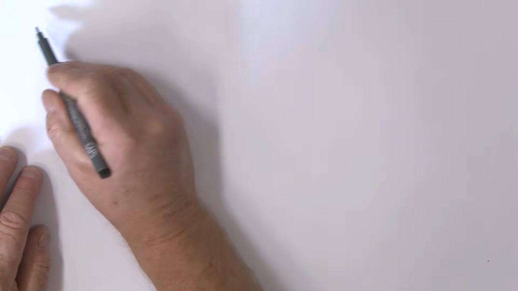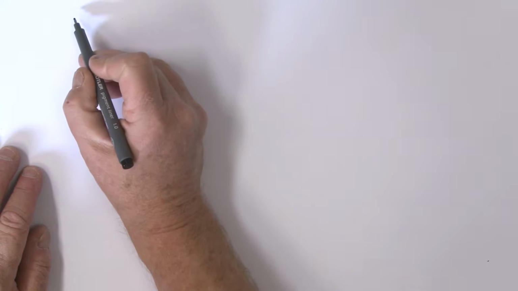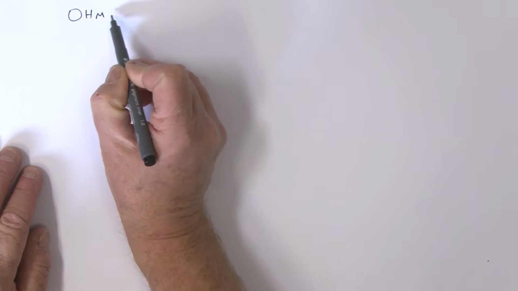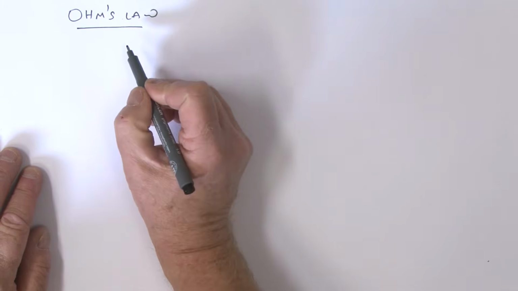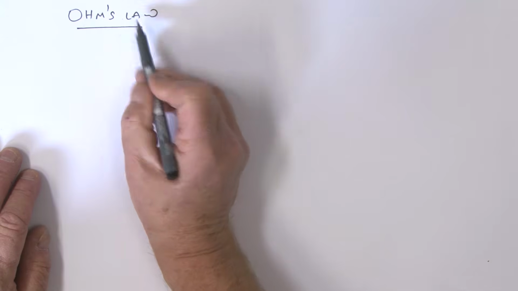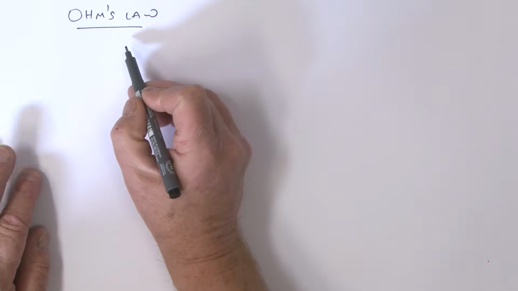Okay, what I'd like to do in this module is really talk to you about some basic circuit analysis techniques. And the first thing I want to talk about is Ohm's law. Now, Ohm's law is an empirical law, which means it's actually derived by effectively experimentation.